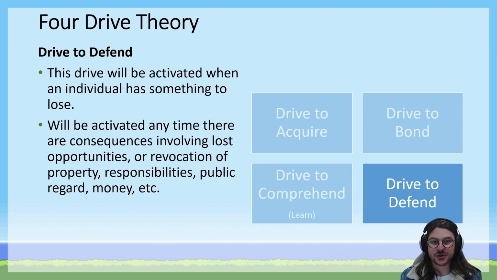If there is the potential that there are negative consequences for actions, the drive to defend will be activated and you'll be motivated to avoid those consequences. Certainly in a business context, the revocation of responsibility, missing out on a career advancement opportunity, just getting told off, might be enough of a motivator. Avoiding those consequences might be enough of a motivator to get you to act in a certain way. And Lawrence and Nohria would say that that's because your drive to defend is being activated.